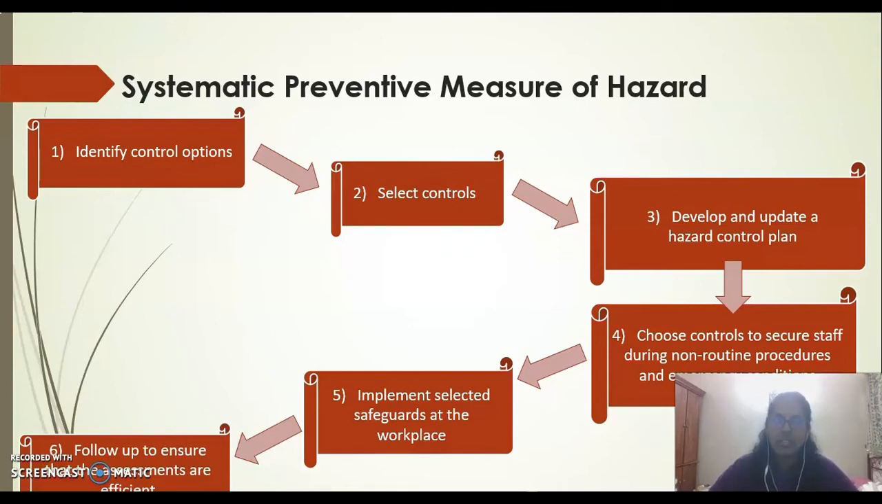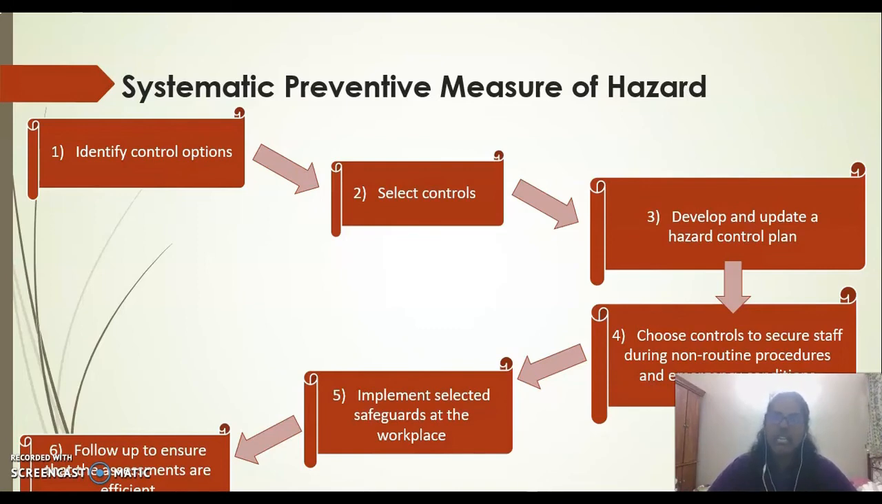The third one is to develop and update a control plan. This is to track the management strategy that lays out how the chosen safeguard will be applied. And the fourth one is choose control to secure staff during non-routine procedures and emergency conditions. So the risk management strategy should provide measures to cover staff during both non-routine procedures and also emergency conditions, also known as expected emergency conditions.